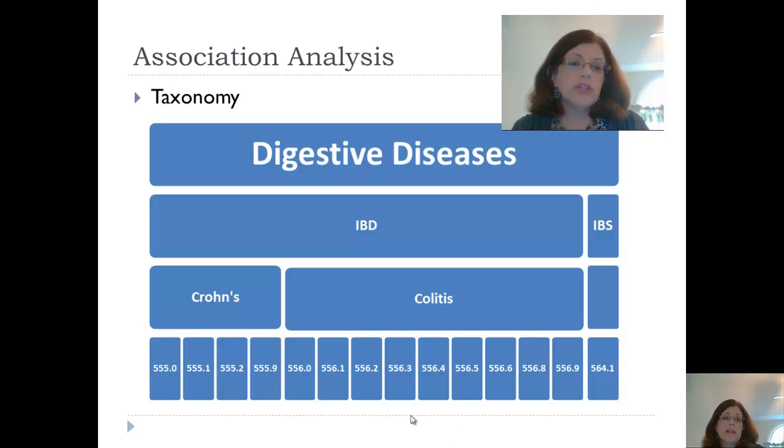On the other hand, going down to the level of the ICD-9 codes, we didn't find a lot of support for individual ICD-9 codes. There would only be two records. So the level that was chosen was to use flags for Crohn's disease and colitis.